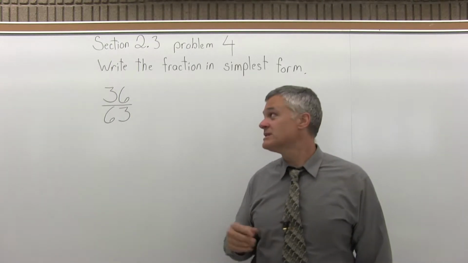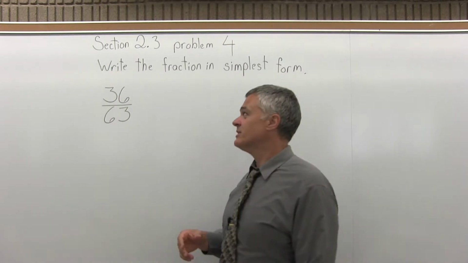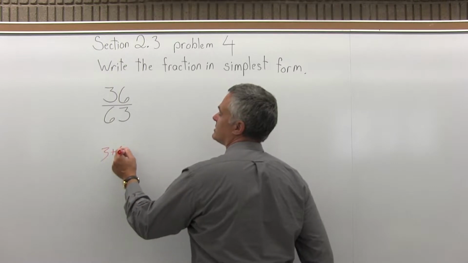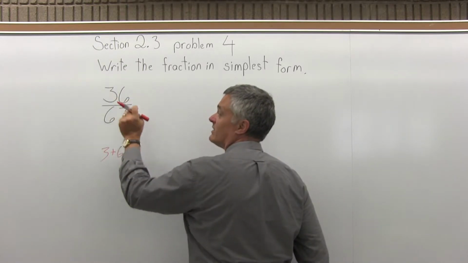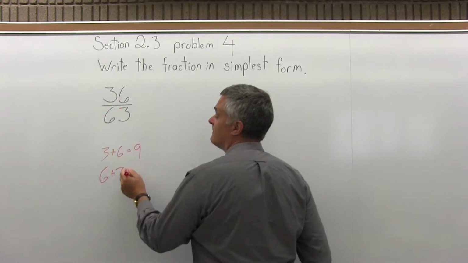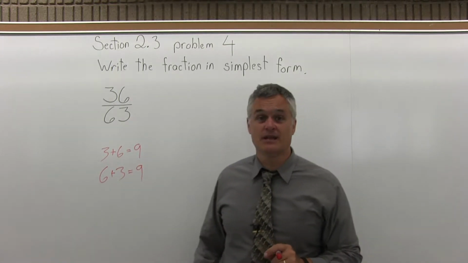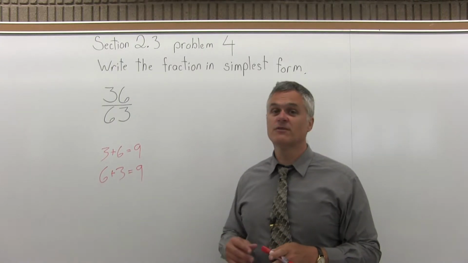And the trick with a 3 is to add the digits together and see if 3 divides into the result. So the 36, if I add those digits, 3 plus 6 equals 9. 3 divides into 9 evenly, so it'll divide into 36. Now 6 plus 3 for the 63 is actually also 9, and again, 3 divides into 9 evenly. It'll divide into 63 evenly. So I can divide 3 into both evenly.